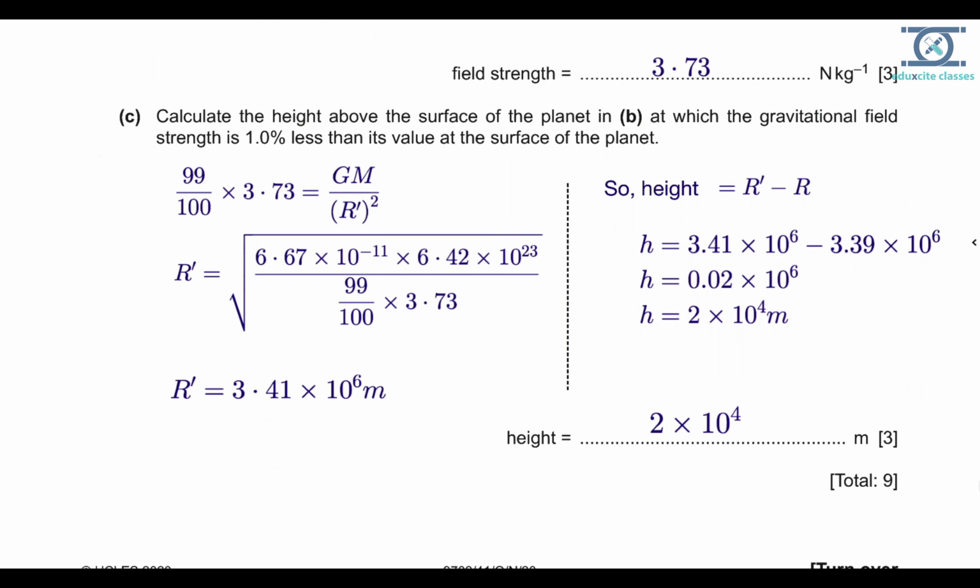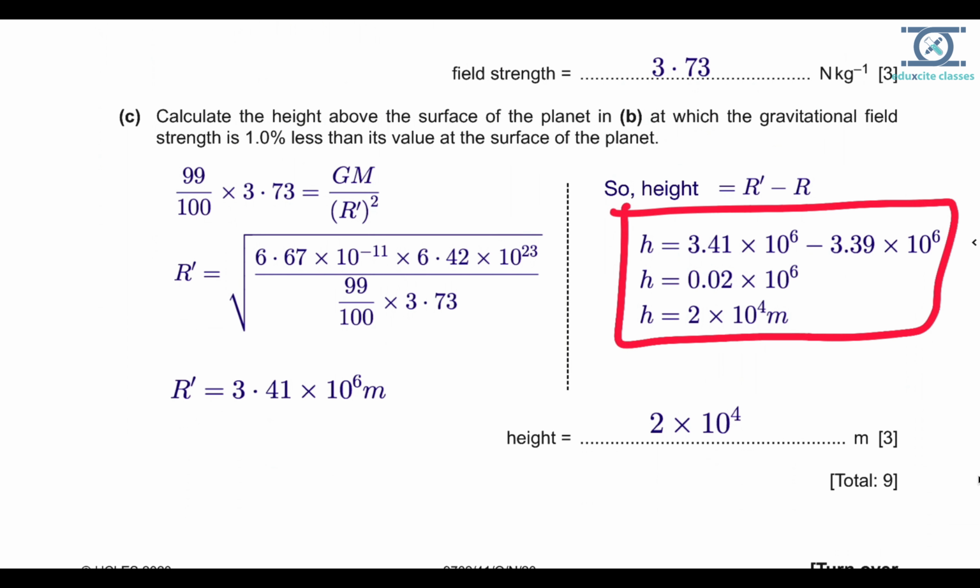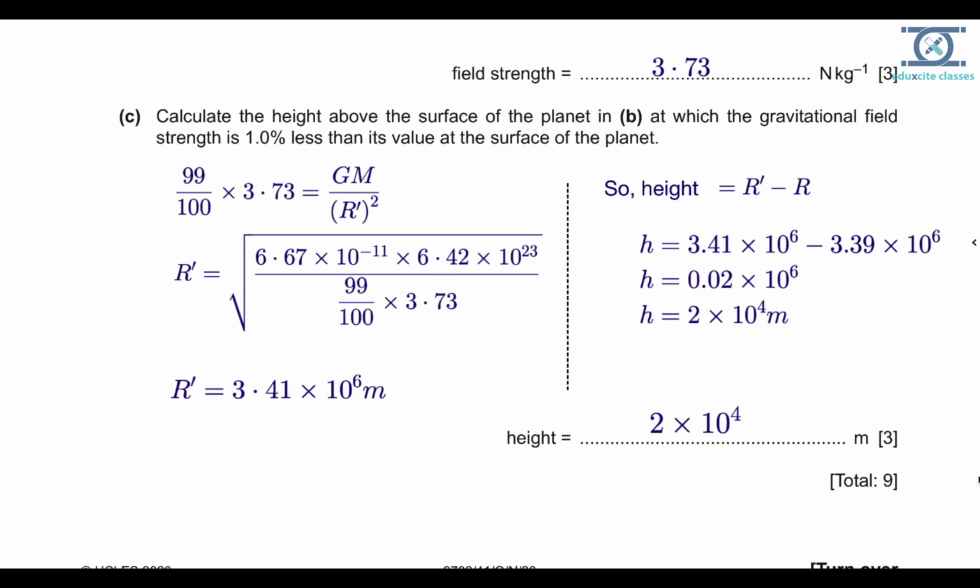The height we are supposed to calculate is from the surface of the planet. So this is the total distance, and then we subtract the radius of the planet to get the height from the surface. Taking the difference of R dash and R, we get 2 × 10^4 meter, which is our answer. It is of 3 marks: 1 mark for the correct substitution of values, 1 mark for calculating R dash, and 1 mark for calculating the height. So this constitutes question number 1.